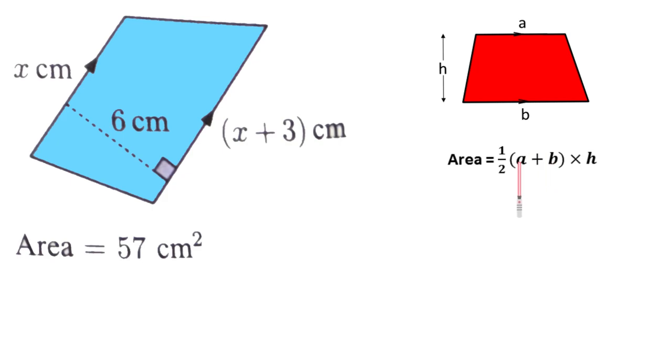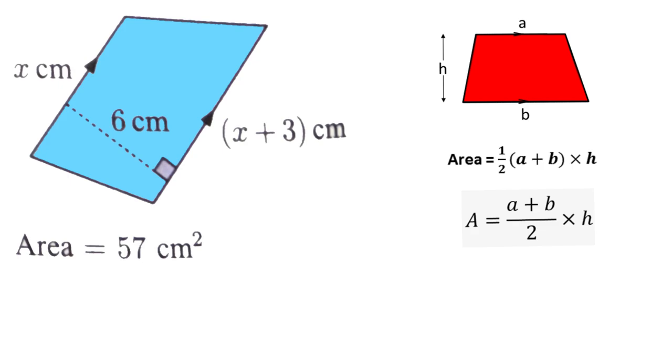What we're doing is we're adding the parallel lines. But I like this variation of this formula better, where it shows that a plus b, which are the two parallel lines, are added together, then they are divided by 2 and finally multiplied by the height.